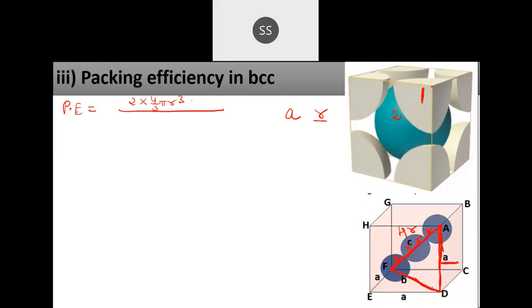So how much will this FD be? That FD you can calculate by taking this triangle. I need to consider the triangle EFD. Apply the Pythagoras theorem to this one, then I will get the B value. In triangle EFD, the hypotenuse is FD, the B one you can see here. So FD square is equal to EF square plus ED square.